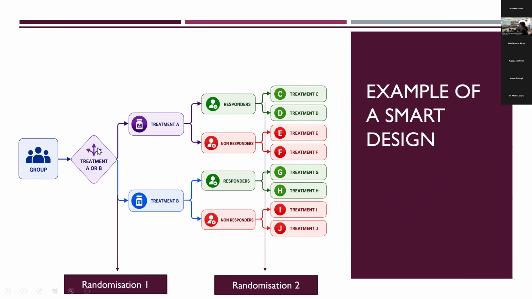So this is a busy trial, but you'd have a group of patients and you give them either treatment A or treatment B. This is your first point of randomization. Then from treatment A, you are going to use a tailoring variable to decide who's a responder and who's a non-responder. Responders are given treatment C or D, non-responders are given treatment E or F. Similarly here, responders are given G or H, non-responders are given I or J.